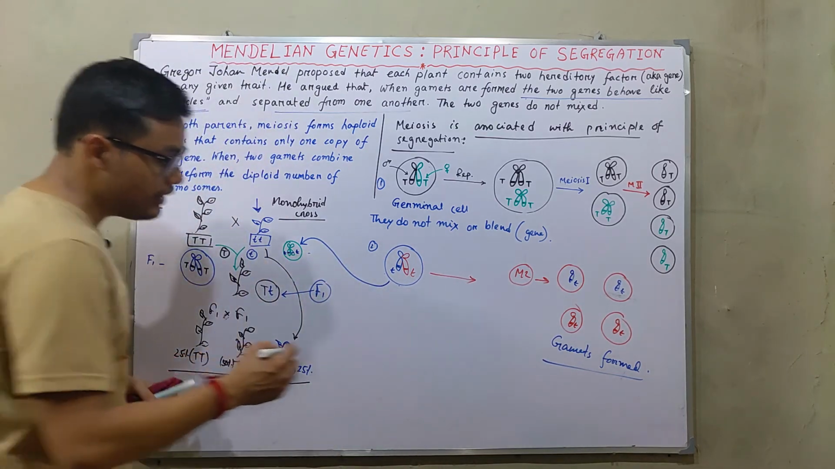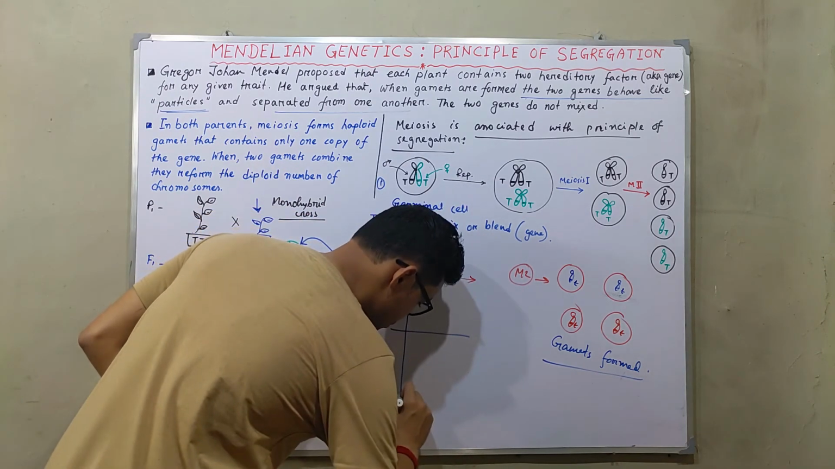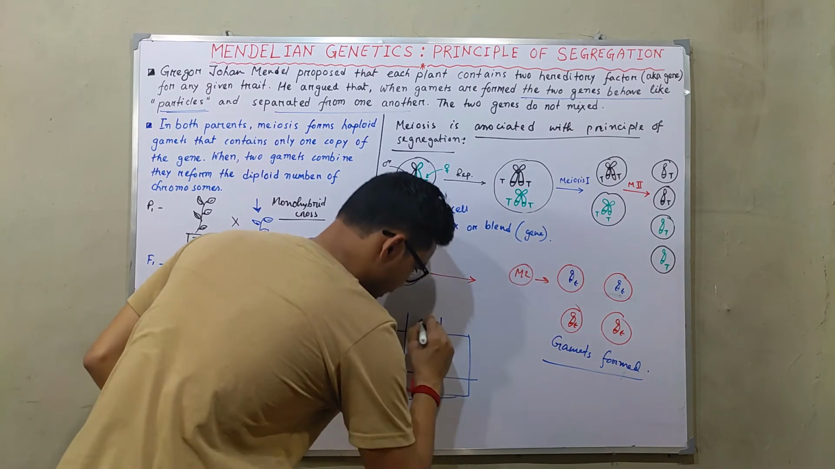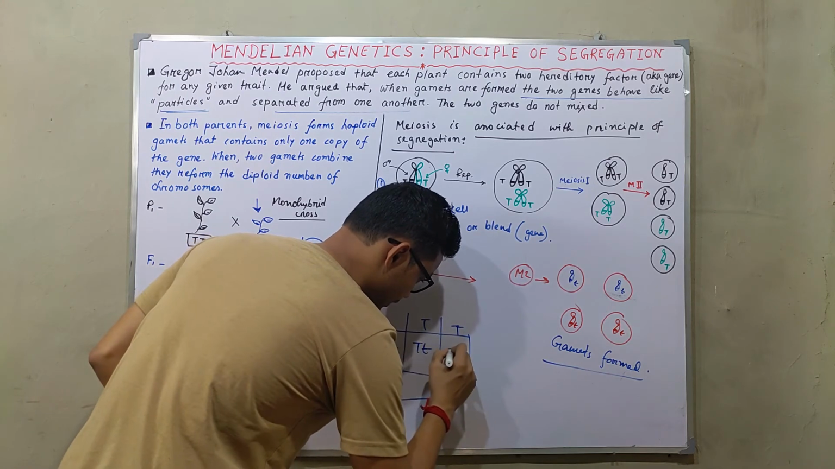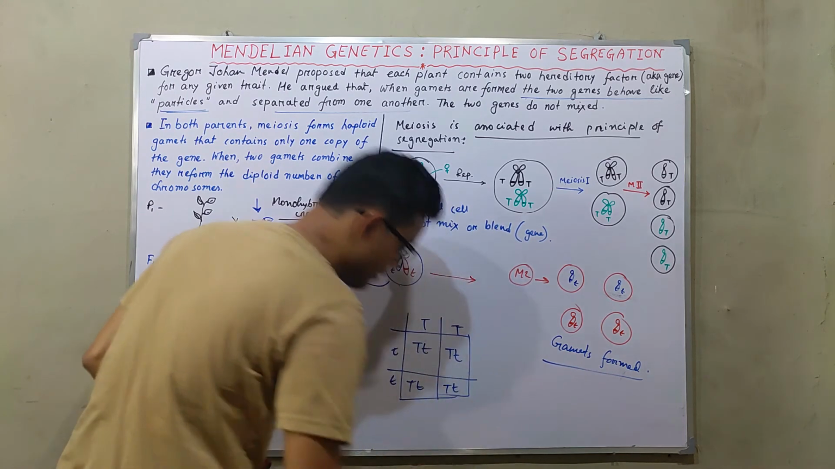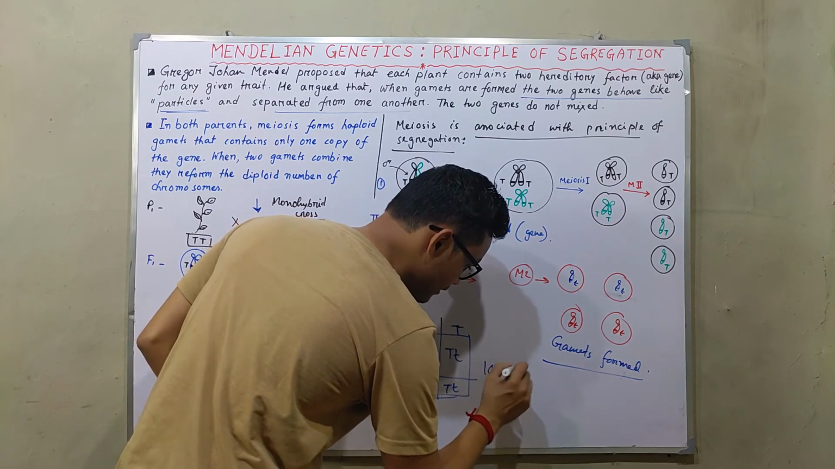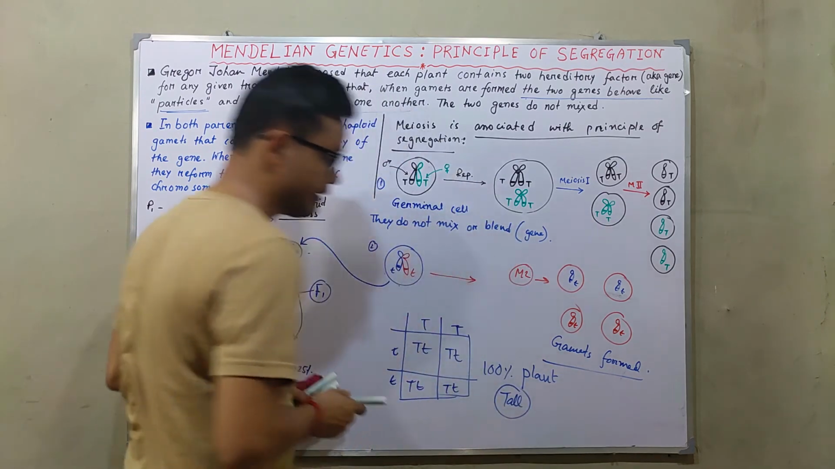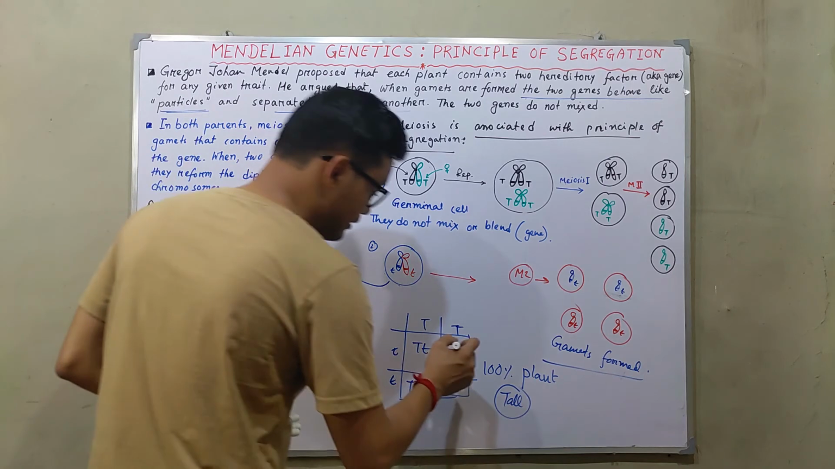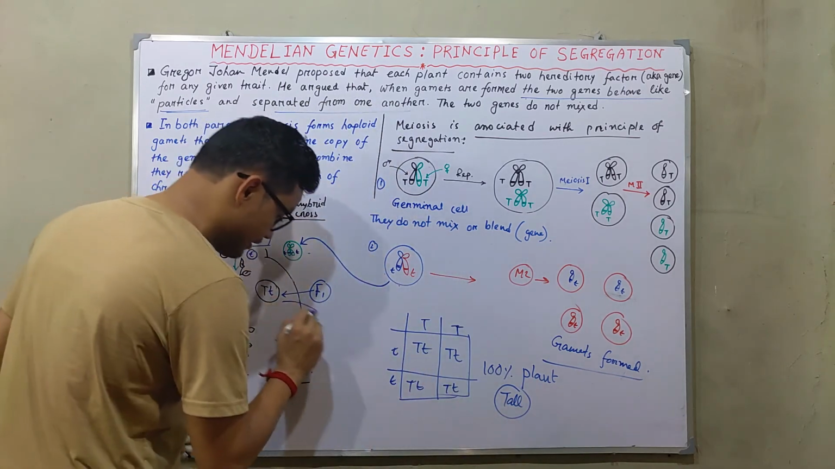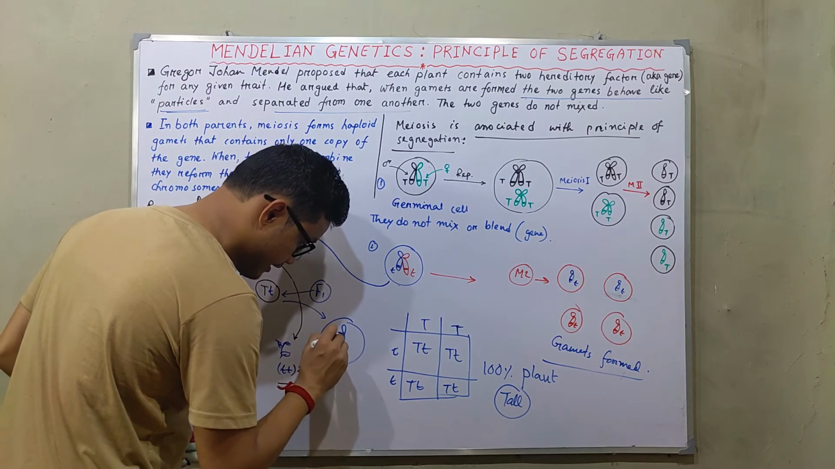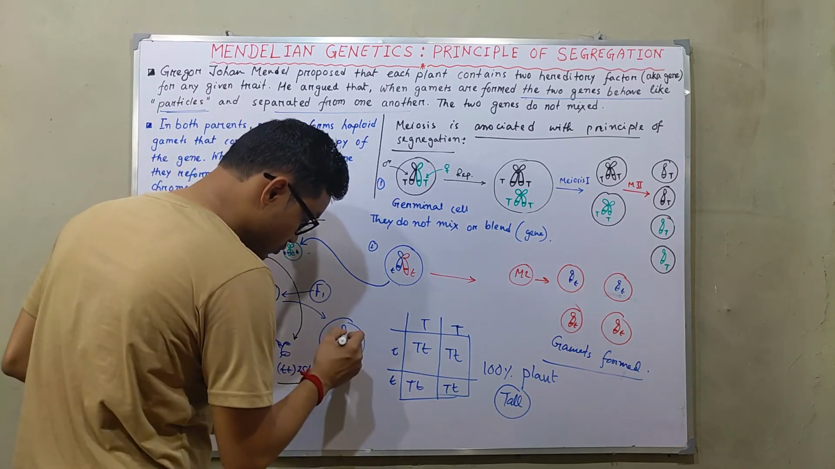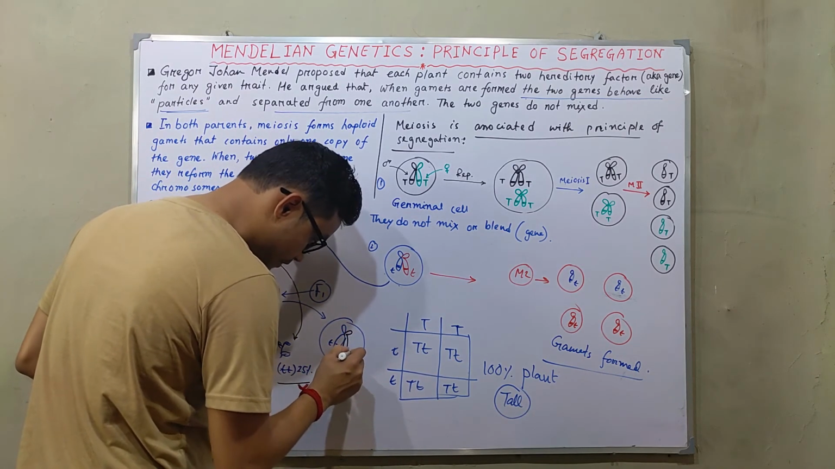Okay. So if we observe the Punnett square here, we get capital T, small t, capital T, small t, capital T, small t, capital T, small t. So 100% of the plants are now tall, okay? But they are in the heterozygous condition, because in the capital T, small t, here we get two kinds of genes, that is the capital T and small t.